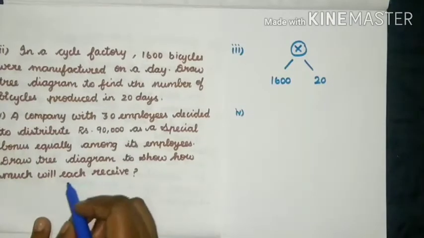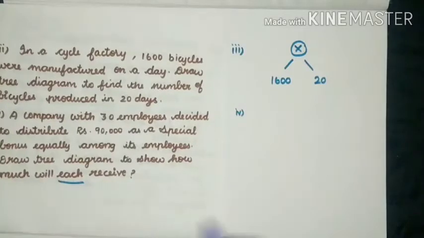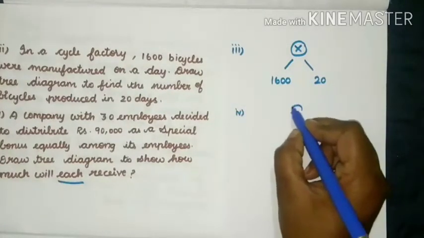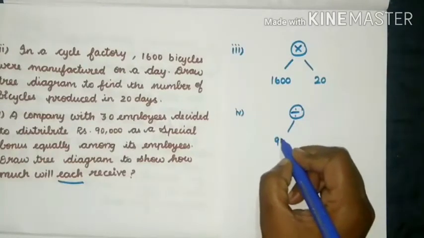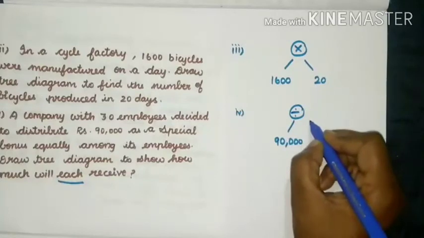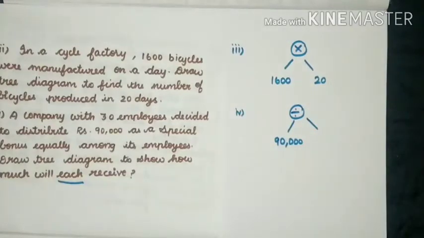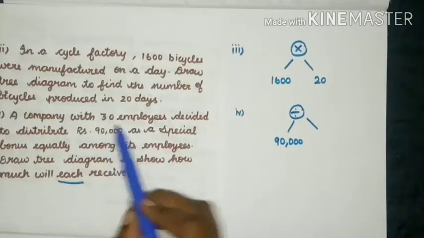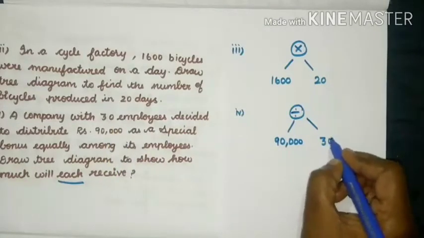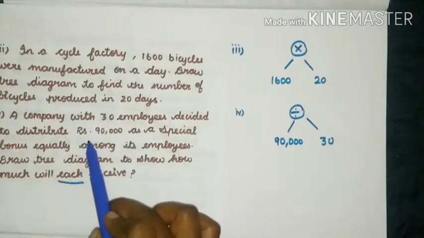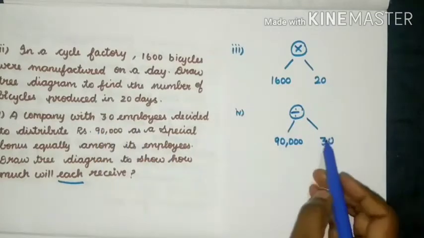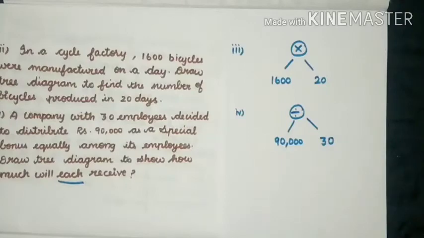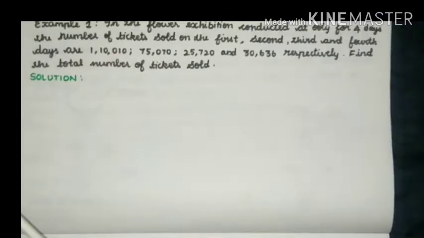Here the word each represents the keyword, yes, division. So here we have to use the division operation. First we have to write the total amount 90,000. Then, for how many employees are they going to divide? Yes, 30 employees. Then you have to write 30 here. First you have to write the amount 90,000. Then they are going to divide rupees 90,000 among 30 employees. After that you have to write 30 here.